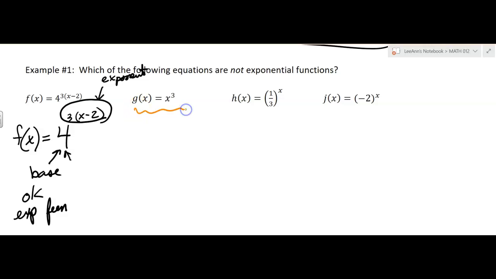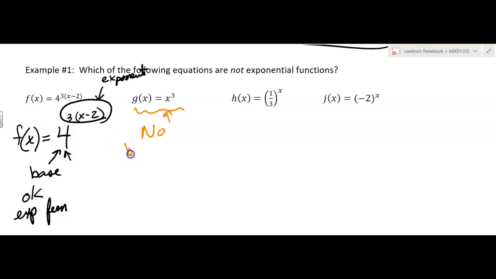Is this an exponential function? Now, if you want to stop the video and see which ones you think are exponential functions and which ones you think aren't, that'd be a good idea. And then you can watch and see if you're right. But if you're not feeling comfortable with that, I'll just go through these. Okay. Is this an exponential function? No. The base isn't a number, okay?